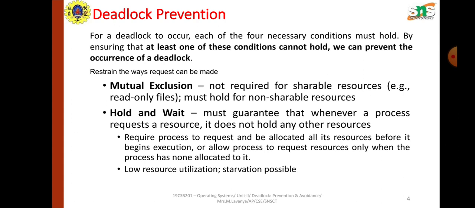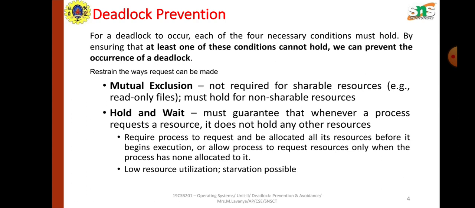For deadlock prevention, if we prevent the occurrence of these four conditions in a system, then let us say that the system is safe and it is deadlock free. That is the deadlock prevention method which we are going to discuss further. Deadlock prevention consists of four necessary conditions. We have to ensure at least one of the conditions can't hold, and then we can prevent the occurrence of deadlock.